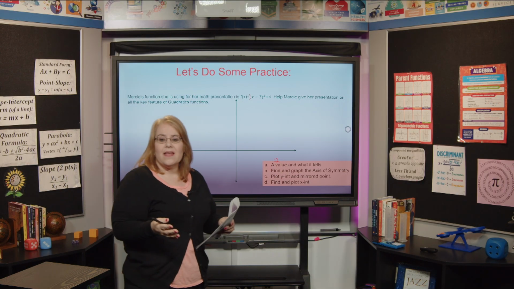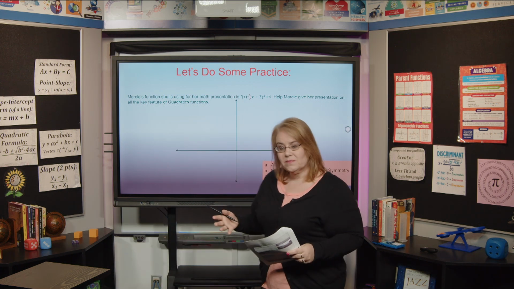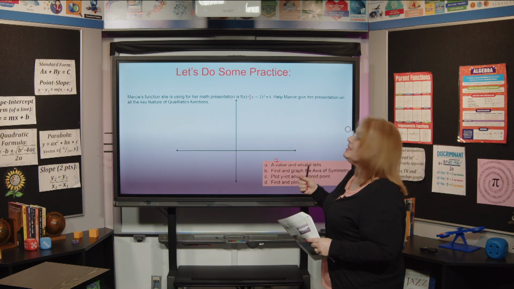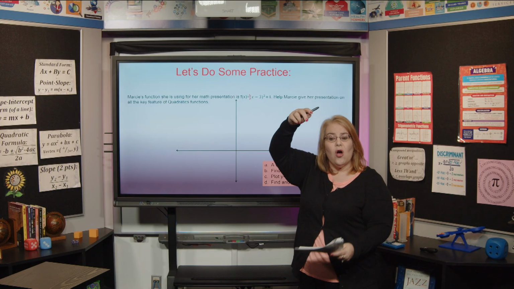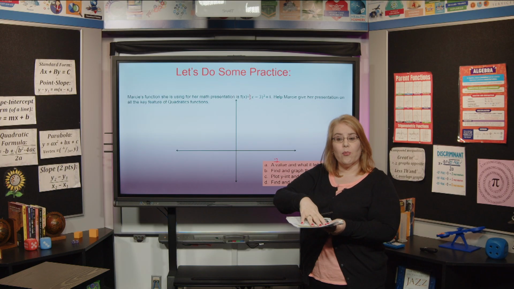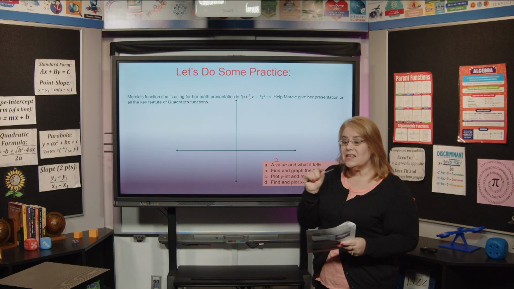Now what did we say that my a tells about? Yes, my a tells me how I open up and down, and if it's stretched or made skinnier, or if it's pushed down and compressed. So my a is 1.